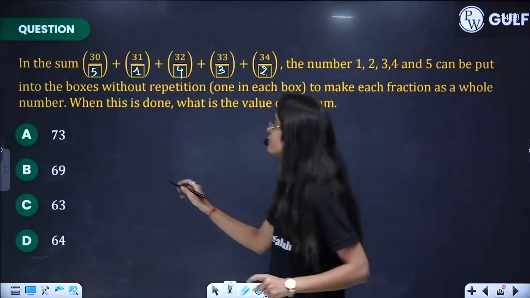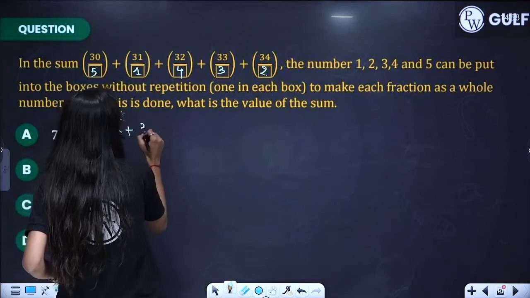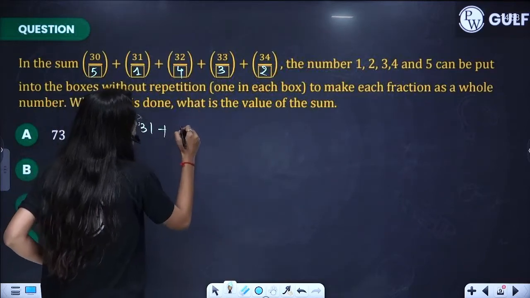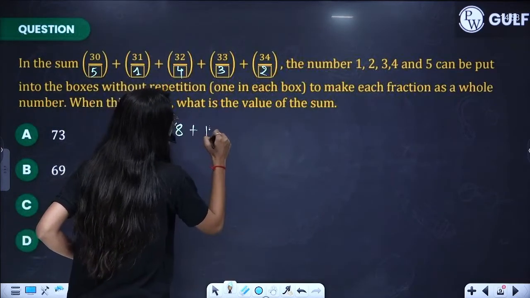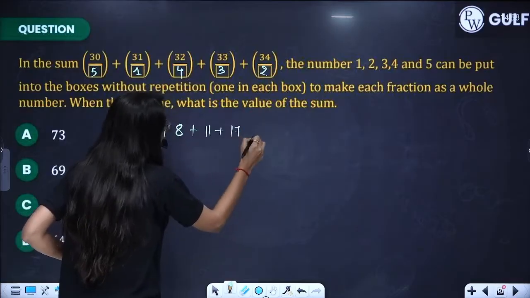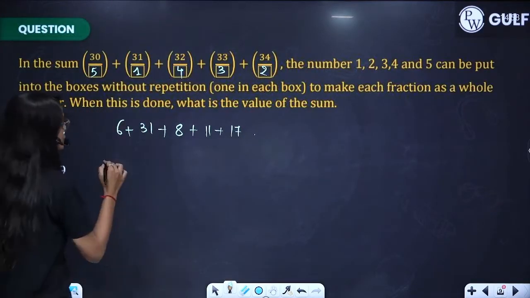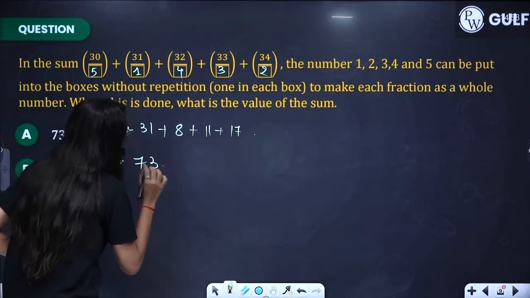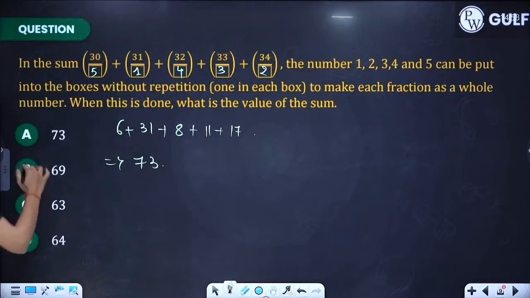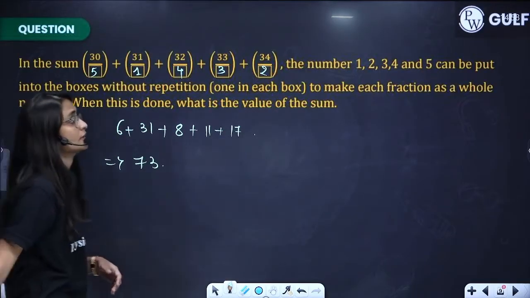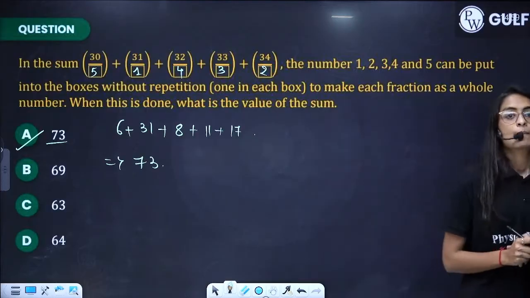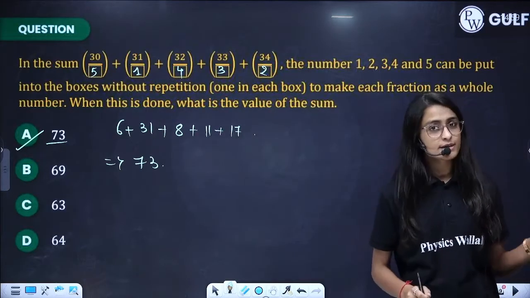Now 30 by 5 gives you 6, 31 as it is, 32 by 4 it's 8, 33 by 3 it's 11, 34 by 2 it's 17. On addition of all the numbers, you will be getting 73, which is your option A. Here please remember one thing: repetition is not allowed.